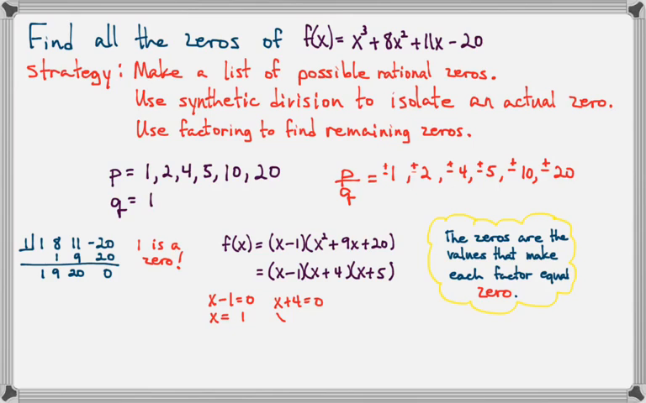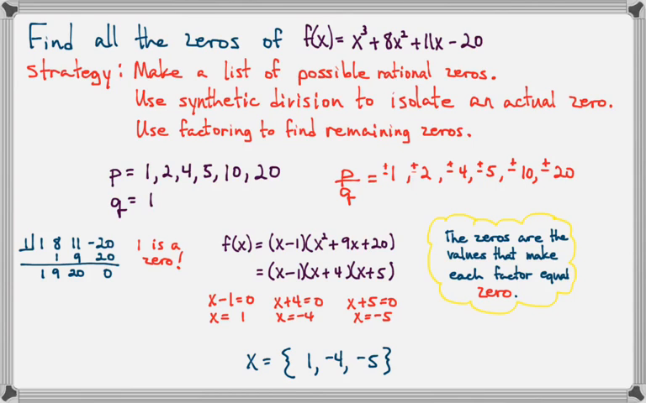if x plus 4 equals 0, then x equals negative 4. And if x plus 5 equals 0, then x equals negative 5. And those are our three zeros. They are basically solutions of the equation this equals 0. That's all there is to it.